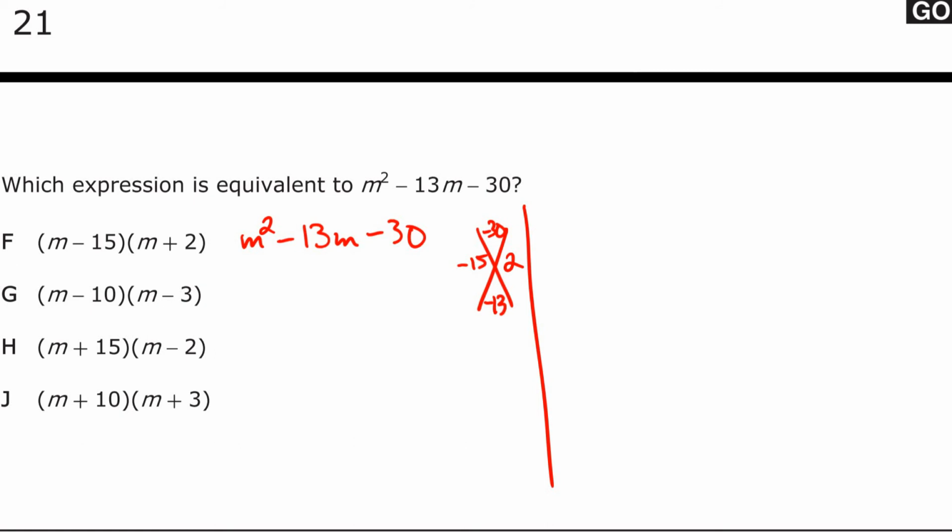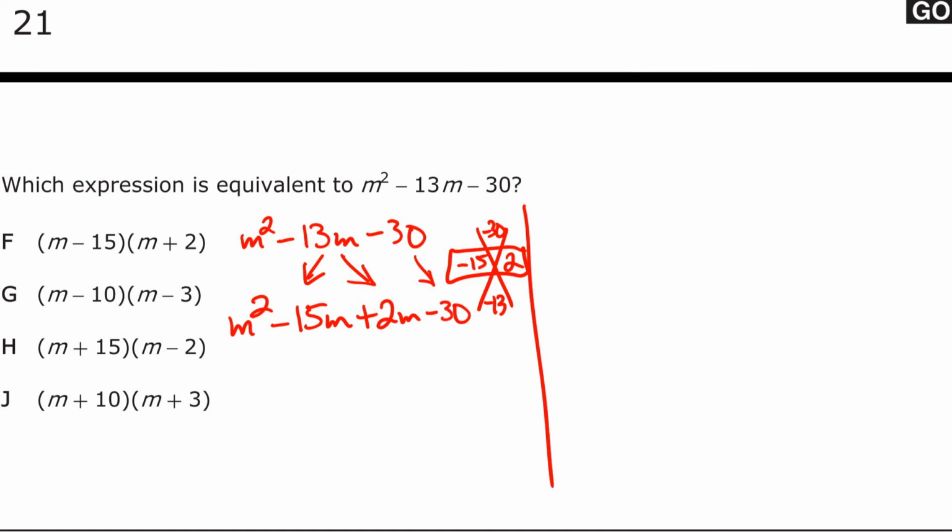They multiply. Positive times negative would give us a negative, and when I add, I would have more of the negative 15 than the 2 after they cancel, and I'd have negative 13. Those two are what breaks up the middle section. So we have m squared, that stayed the same. The 13 is now negative 15m and a positive 2m. That's from what we got for the factors, and our last term stays the same, minus 30.